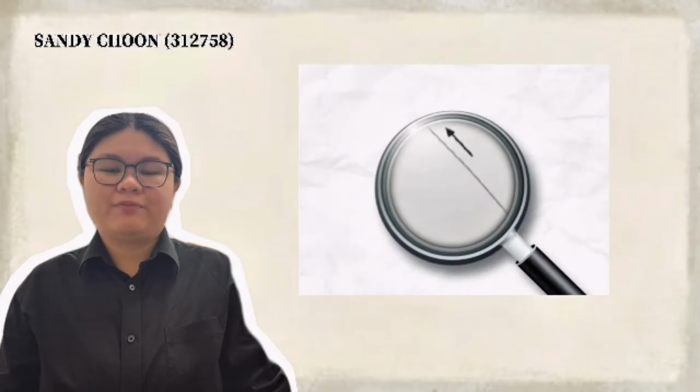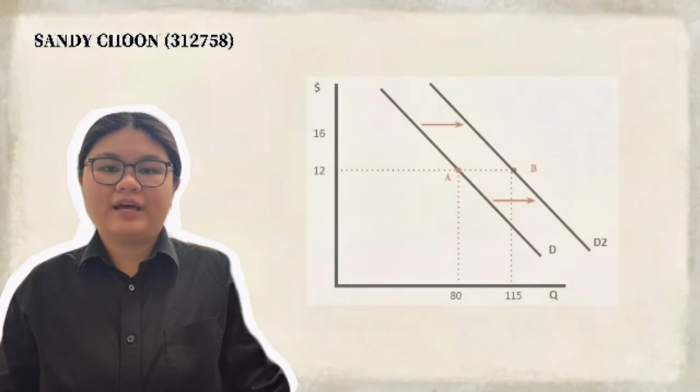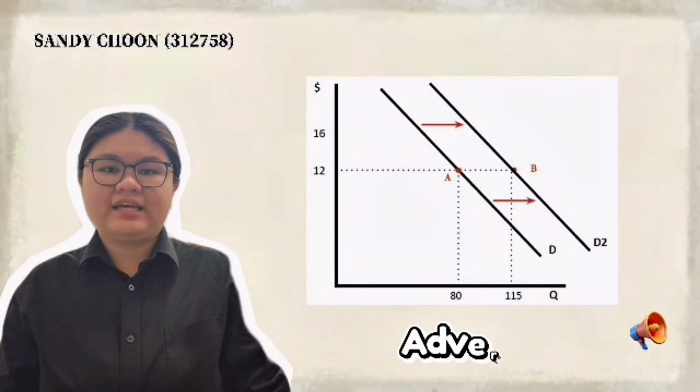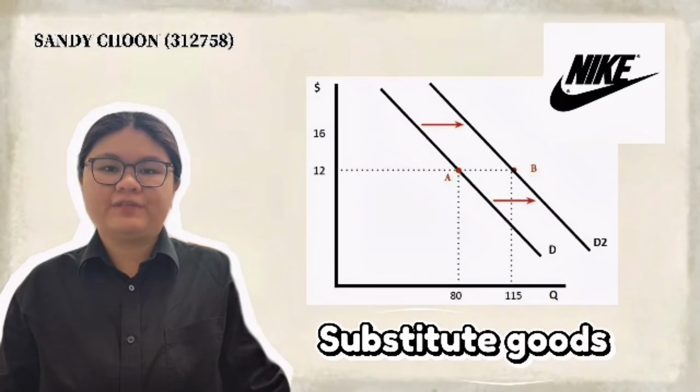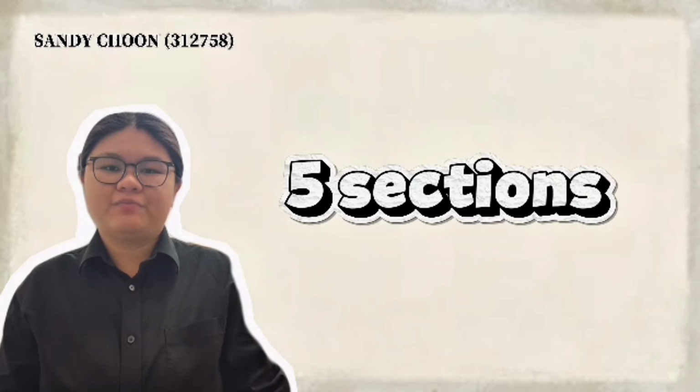The main objective of our study is to apply microeconomic concepts to understand the global demand for Adidas footwear. We will examine how price changes cause movements along the demand curve and how non-price factors such as consumer income, advertising, and competitors like Nike shift the entire demand for their products. Our presentation is organized into 5 main sections, moving from the product introduction to demand analysis and final recommendations.